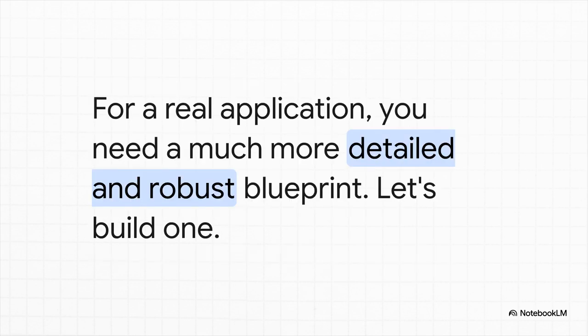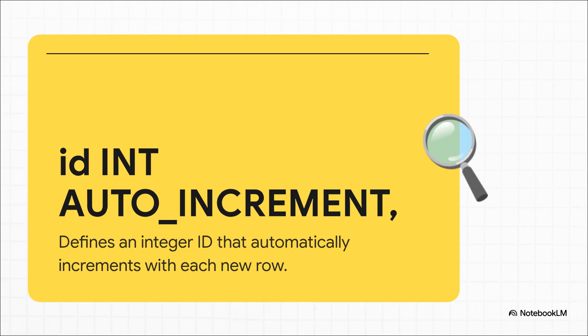But for any real-world app, you're going to need a much more detailed and robust blueprint. You've got to think about rules, constraints, and exactly what kind of data you're storing. So let's leave the studio apartment behind and design a proper house. First up in our professional blueprint is auto-increment. So we're creating an ID column, but we're basically telling the database, hey, you handle the numbering for me. Every time we add a new person, it automatically assigns the next number in line, 1, 2, 3, and so on. This gives every single record its own unique address. It's absolutely the cornerstone of an organized database.